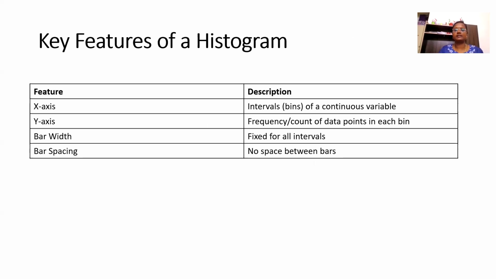The x-axis is intervals. So we represent the bins, that is, the intervals of continuous values. The y-axis is nothing but the frequency or count of data points in each bin. Bar width is fixed for all intervals. For bar spacing, we will have no space between the bars in a histogram.